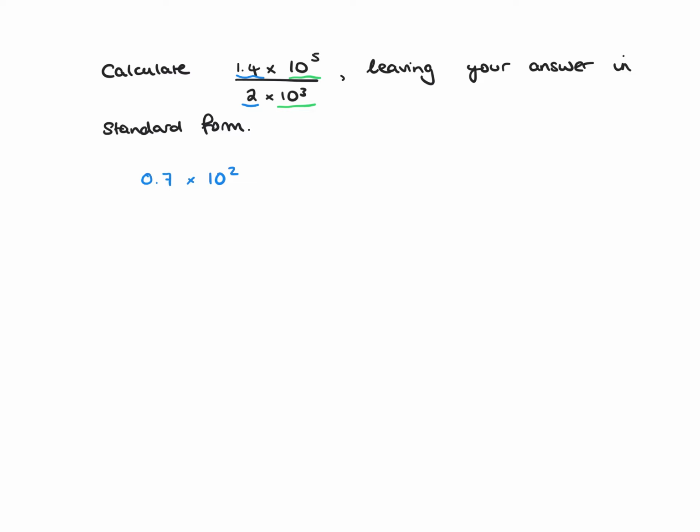But of course this isn't actually in standard form, since 0.7 is less than 1. So how do we convert it into standard form? Well, we need to make the first part of the calculation 10 times larger, and then this number 7 is indeed between 1 and 10. Now, in fact, to do this, we had to essentially borrow a 10 from the 10 squared, and so we're going to reduce the power of 10 by 1. And we see that 1.4 times 10 to the power of 5 over 2 times 10 cubed is 7 times 10 to the power of 1, or simply 7 times 10.